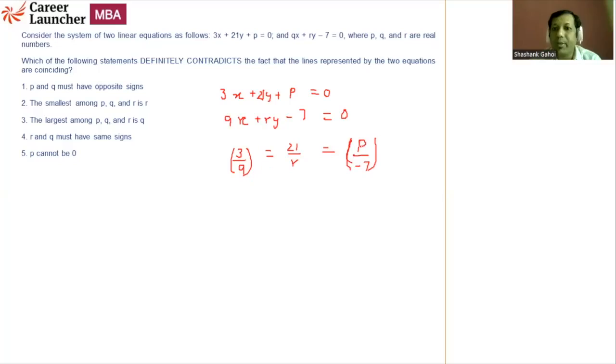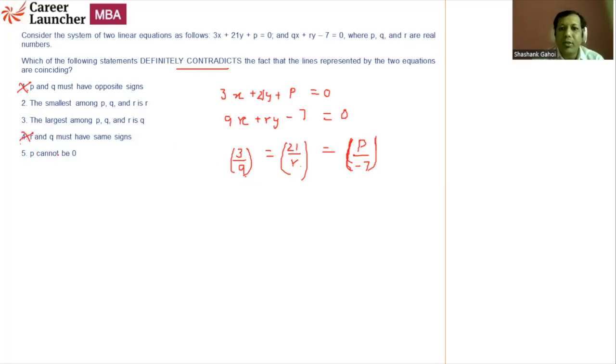It means q and p must have opposite signs. If this value is negative, it means q should be negative. And for this value to be negative, p has to be positive. So in any case, q and p must have opposite signs, and q and r must have the same sign. So this is what is given. So P and Q must have opposite signs. That is true, and we are looking for a contradiction. So this is rejected. R and Q must have the same signs. Again, we can conclude that. So this is also rejected.